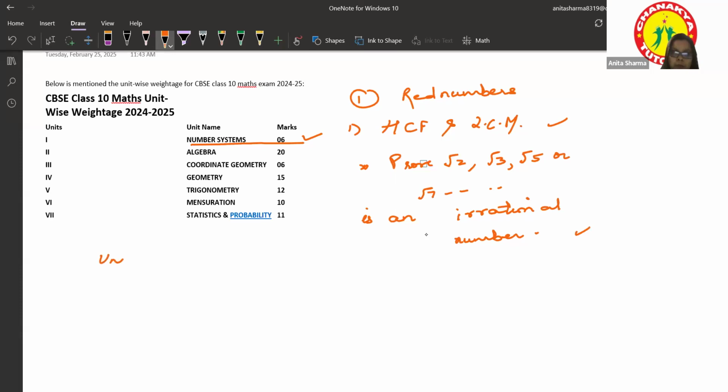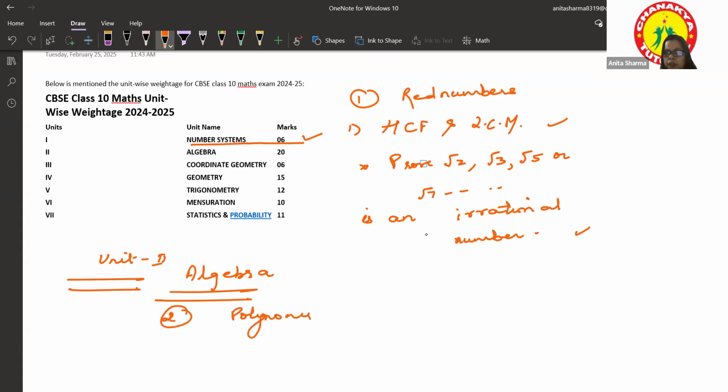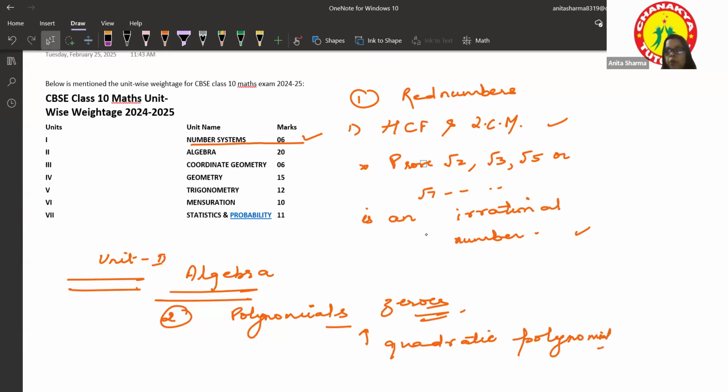Now come to the second unit, algebra. This is also quite an easy unit. In algebra, the first chapter, chapter number 2, is polynomials. You are aware of this chapter, right, beta? In grade 9 also you studied zeros. Here you will study only quadratic polynomials. This is in your syllabus, only quadratic polynomials.